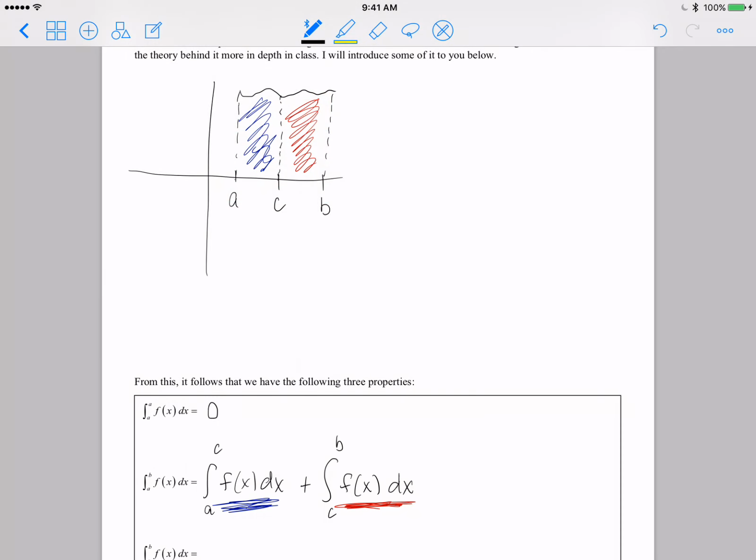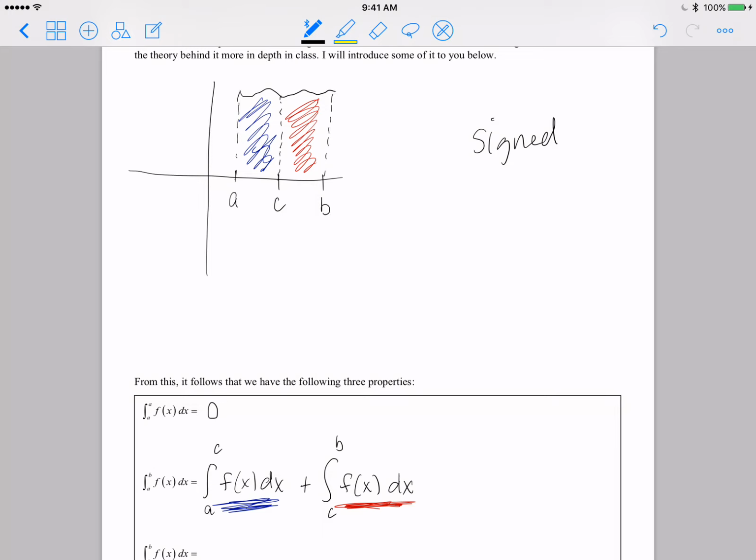Then the final property that I want to show you is a way that we can switch the bounds if necessary. Basically, this area is what's called a signed area, meaning it is either positive or negative. I know you've grown up thinking that area is always positive, and in some cases that's true, but when we talk about definite integrals, it can be negative.